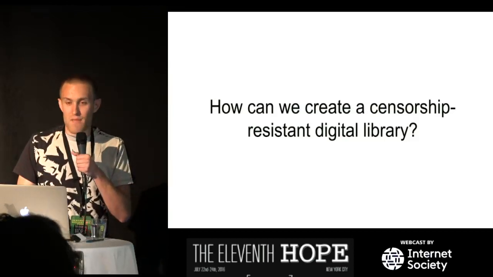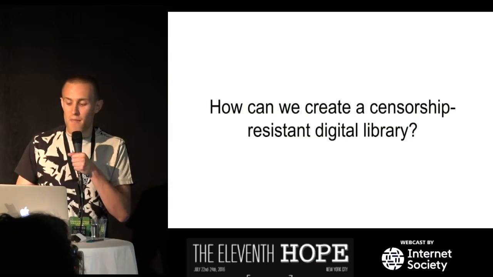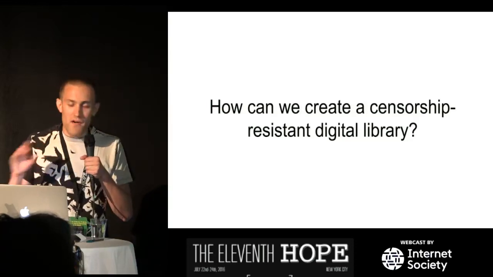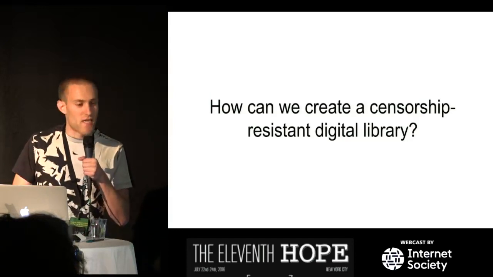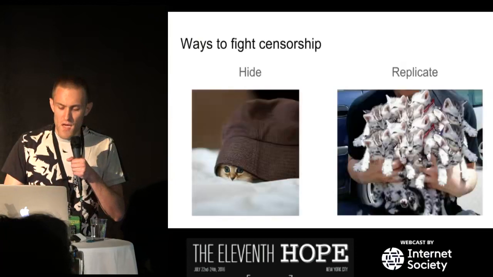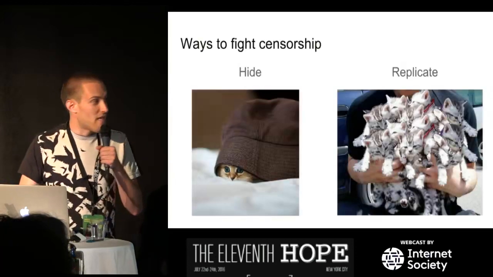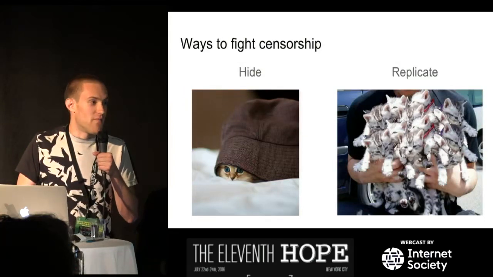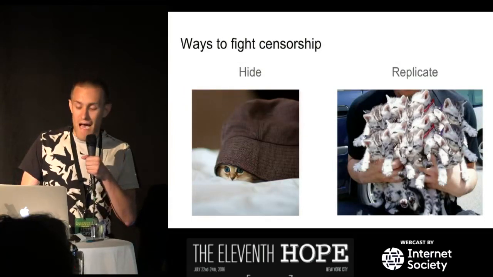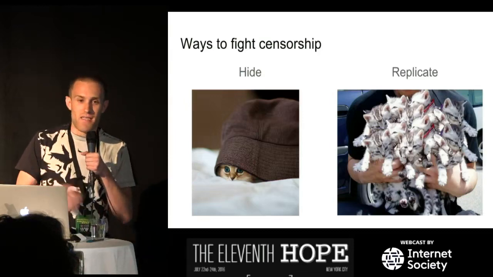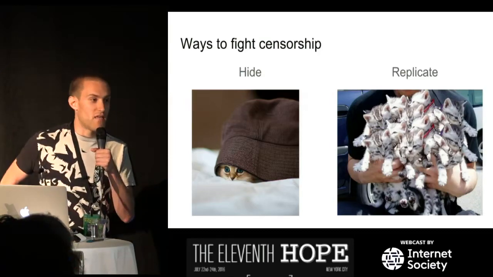I'm going to explain a couple different ways I've been thinking about the problem. At some point you might think, why are you telling me this? Trust me, it's going to come together when you see the design. So the first issue that I've been thinking about is, there's kind of two ways to fight censorship as far as I'm concerned. You can hide. That's what the Tor network is all about. It disguises the physical location of your computer.